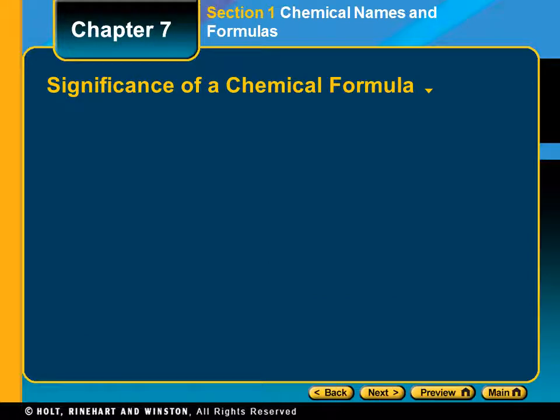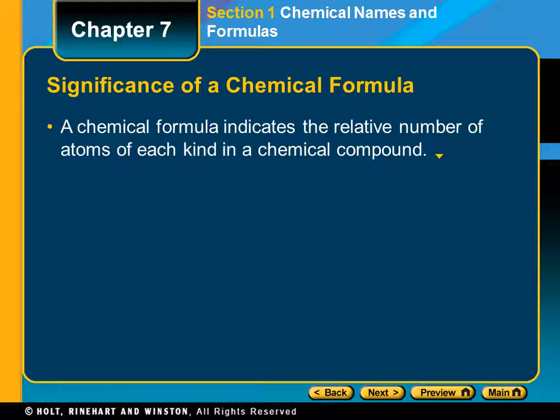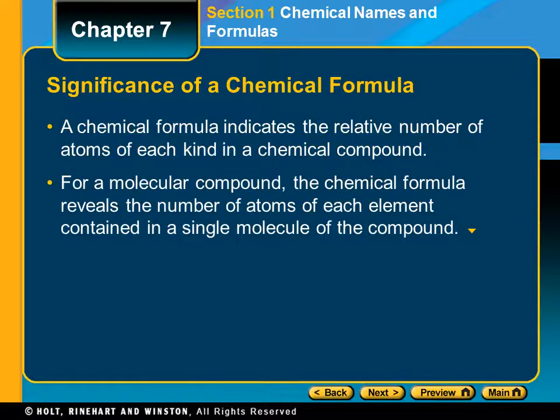So what is a chemical formula? Why is it important? When we look at chemical formulas, they tell us things. This is the language of chemistry, and it's going to tell us the relative number of atoms of each kind in the compound that we're dealing with. So when we look at a molecular compound, remember molecular compounds are going to be those that are covalent. For a molecular compound, the chemical formula reveals the number of atoms of each element contained in one molecule of the compound. That's important. It's representing for us one molecule of that thing and the numbers of atoms within that one molecule.